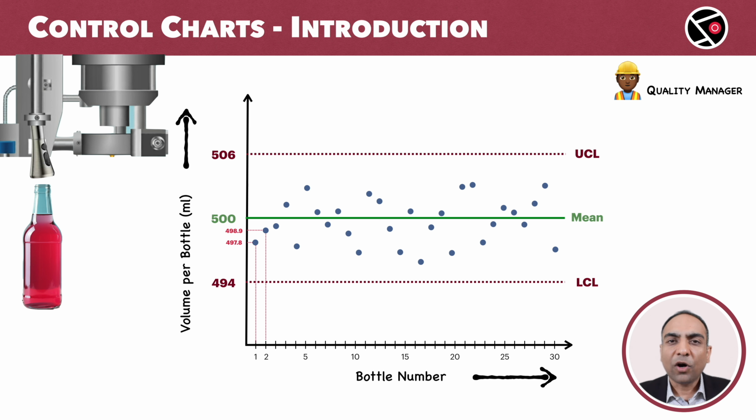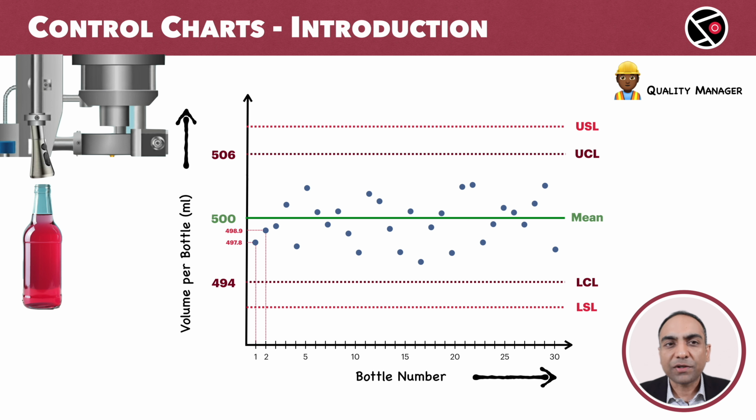There is another pair of horizontal lines that are often added to the control chart. Upper specification limit, USL, and lower specification limit, LSL. These are together called the specification limits. Specification limits are set by the customer requirements or the industry standards. Upper specification limit is the maximum and the lower specification limit is the minimum within which the data points must fall to be considered acceptable or within spec.